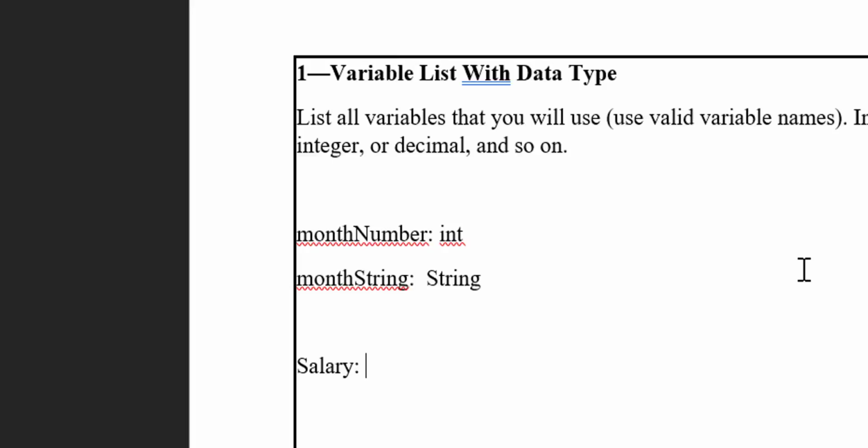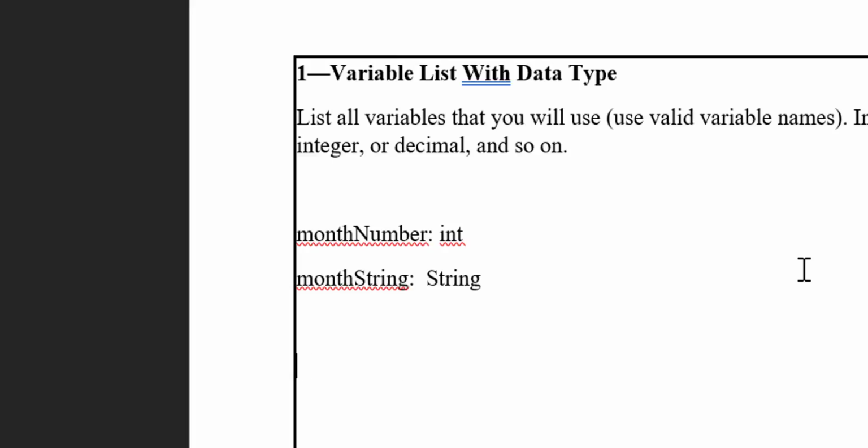Something else to note here is, could salary be a string? And I would venture to say no. We could store it as a string. Numbers can be stored as characters, but generally with a salary, we're going to do some form of math with it. So it would be most likely inappropriate to store as a string.